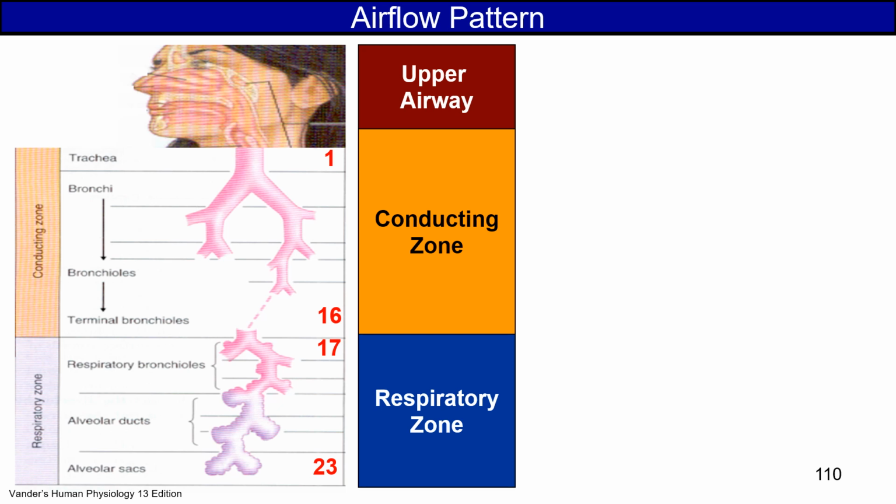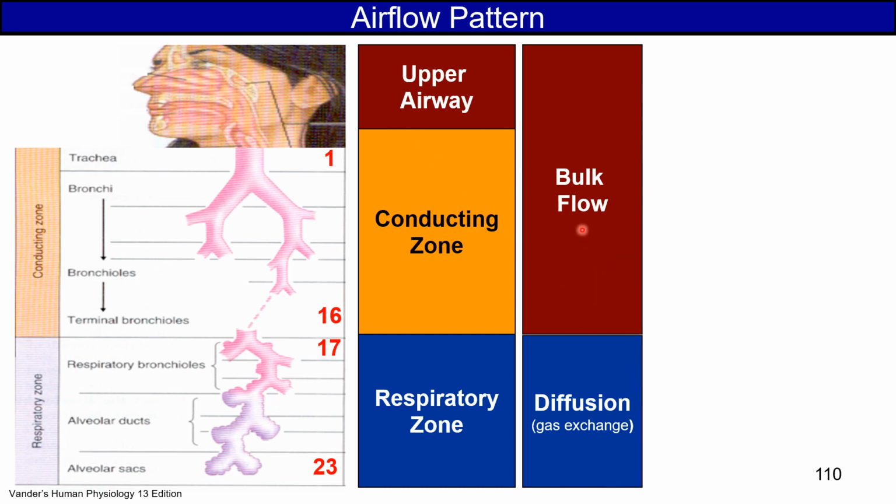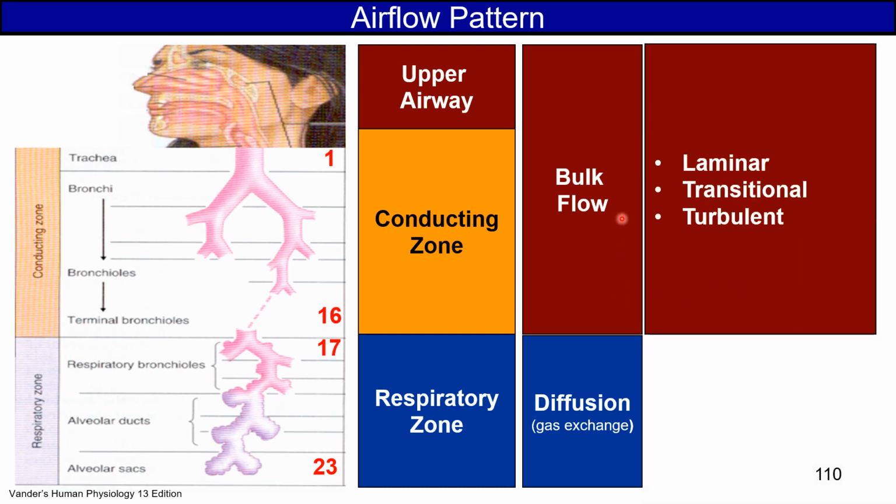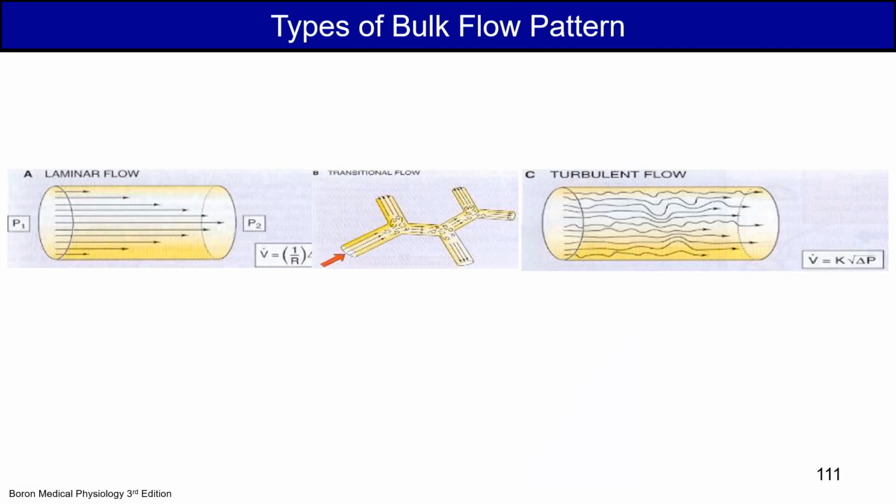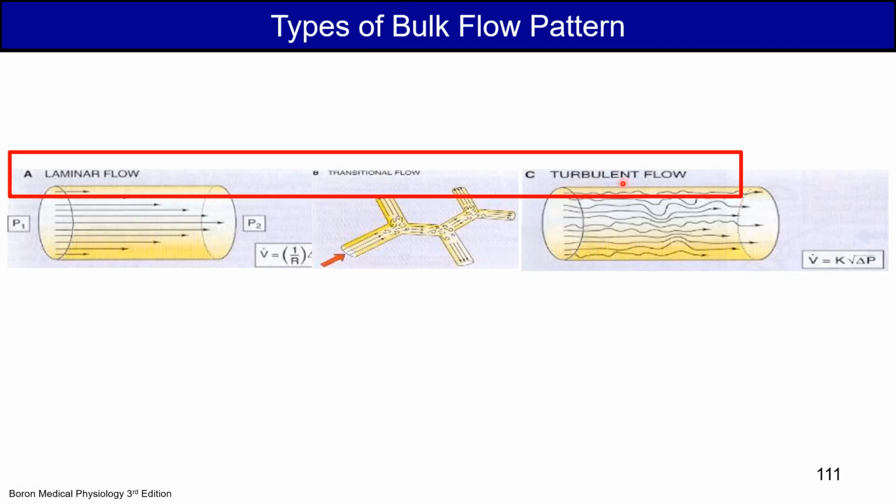Now, let us discuss the airflow pattern. The airflow pattern in the upper airway and the conducting zone is by bulk flow, and that in the respiratory zone, it is a much lower, the diffusion type of airflow pattern, because that is where the gas exchange occurs. The bulk flow can be further divided into your laminar, turbulent, and transitional. So there are three types of flow pattern: the laminar, the turbulent, and the transitional.